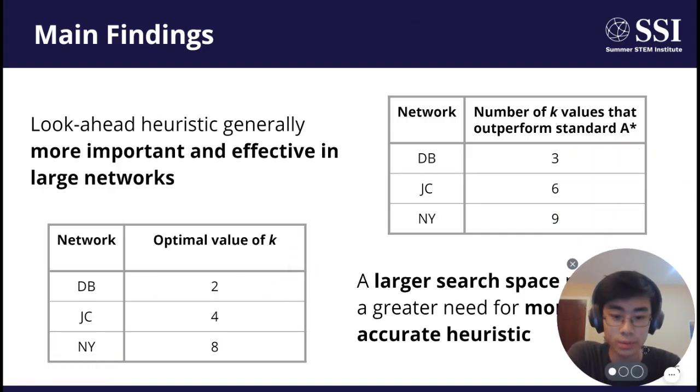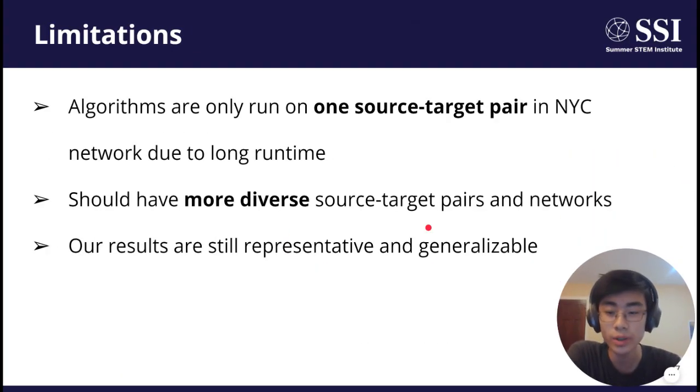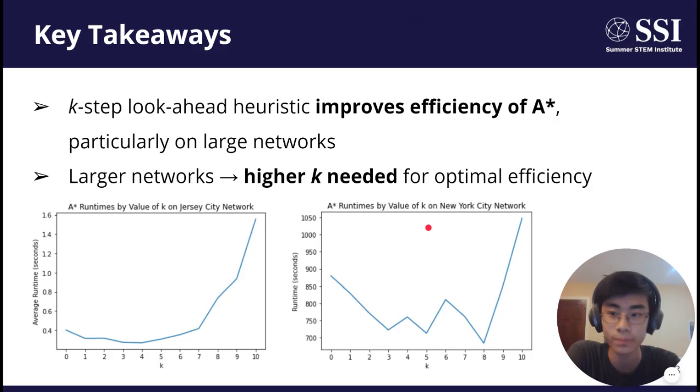The limitations of this study include that the algorithms are only run on one source-target pair in the New York City network, which is the largest of the three. And this is because each algorithm actually takes a considerably long time to execute in this network. We should also have a more diverse source-target pair selection and use many other different networks as well. However, our results are still representative of these algorithms' performances and can be generalized to any Euclidean network.